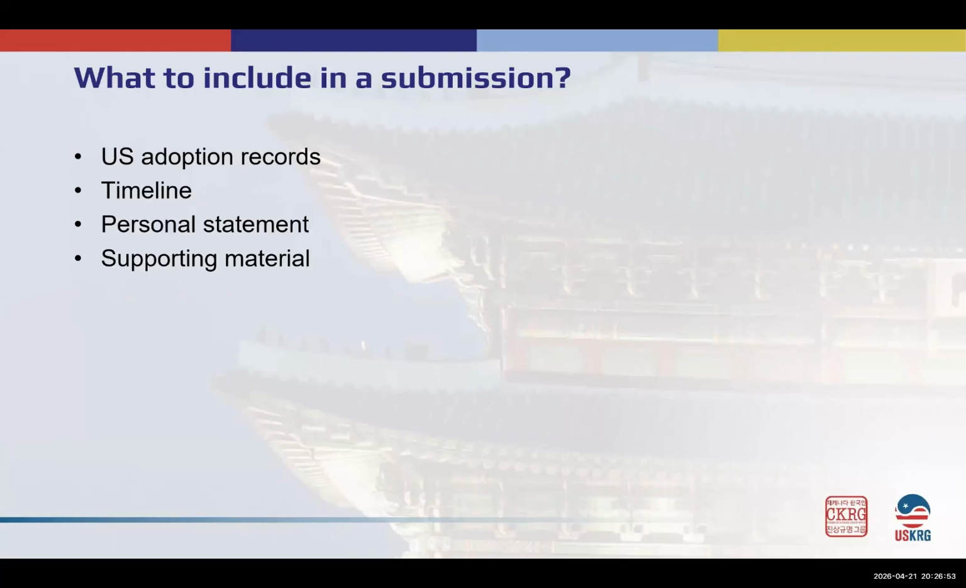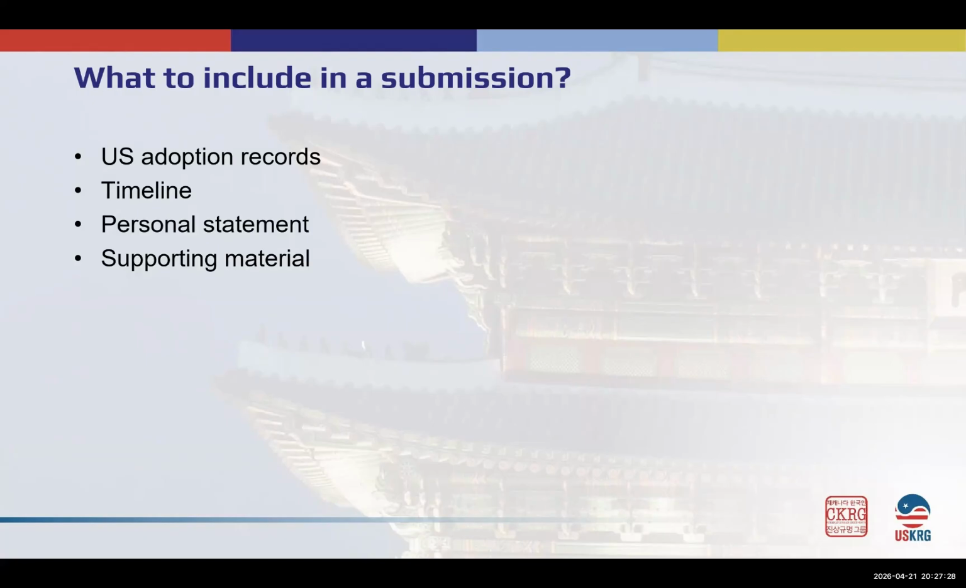What to submit though? So what should you include in your submission? And we're going to cover these in order because this is the most logical way to do this. So basically the US adoption records or Canadian adoption records. I always forget about our neighbors to the north. I apologize. I love Canada. I just am very US centric. So US adoption records, your timeline, your personal statement, and any supporting material. And I'll talk about supporting material later.